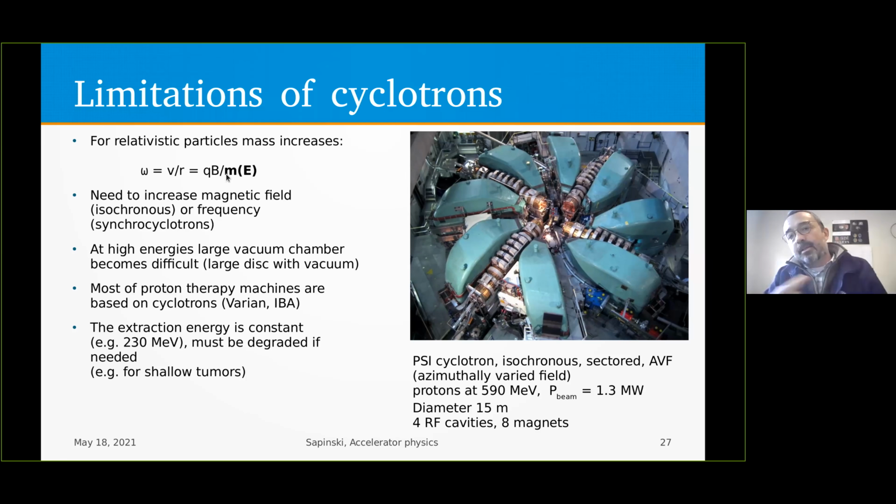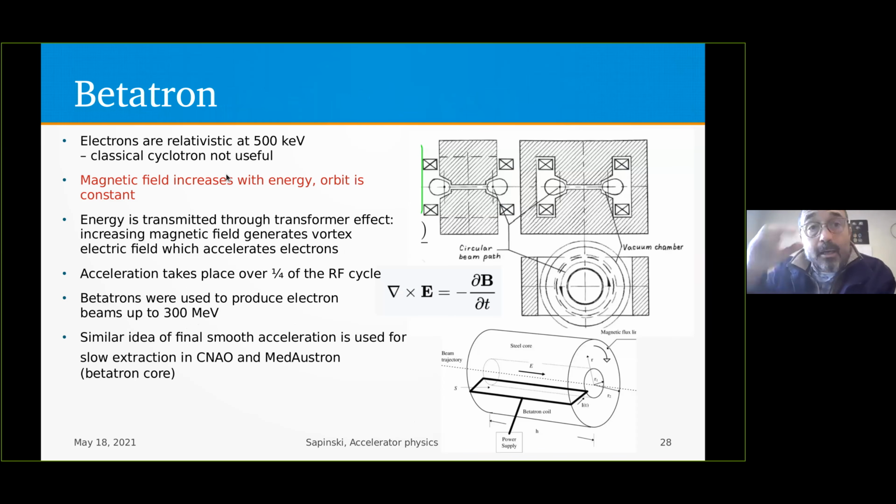The radius at which the particle spirals gets larger and larger. And so at some point we have to have a very large disk with vacuum, and it's really not practical. So at some point we need a different concept of producing high energy particles. All right, now I will say a few words about the betatron, because that was a kind of step between cyclotrons and synchrotrons.